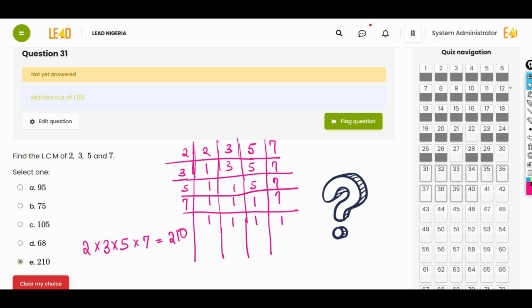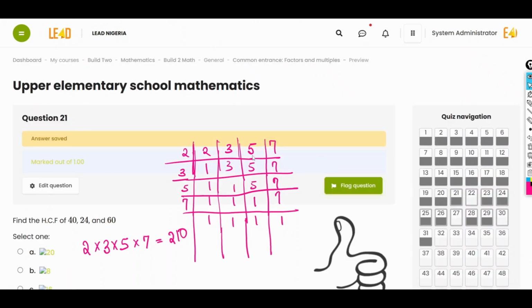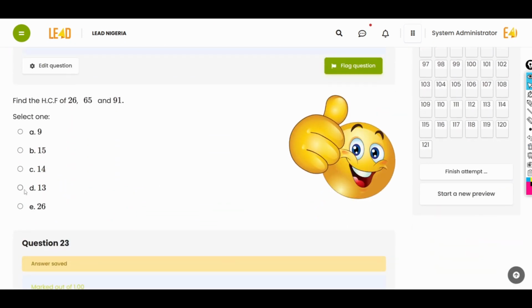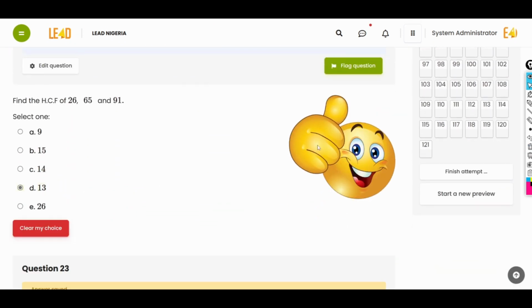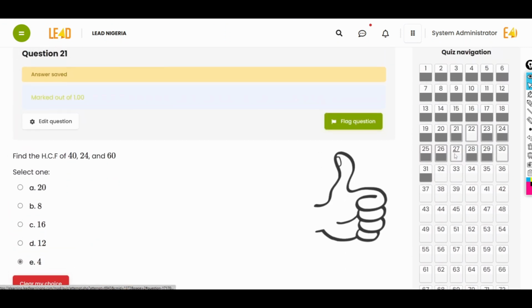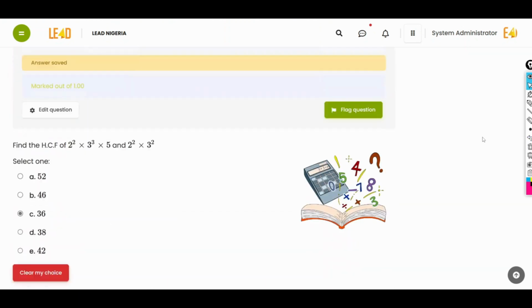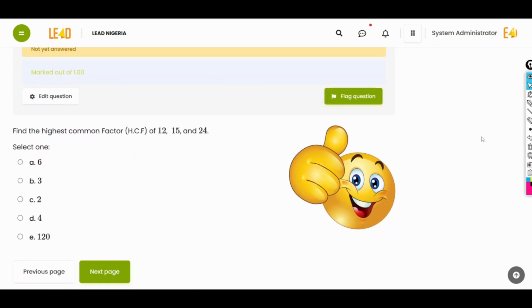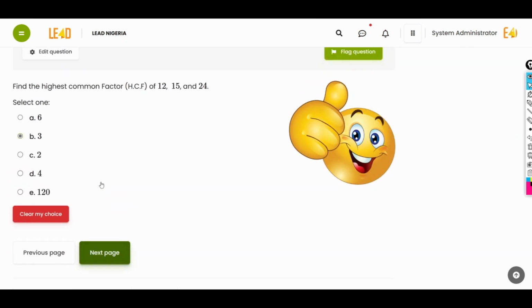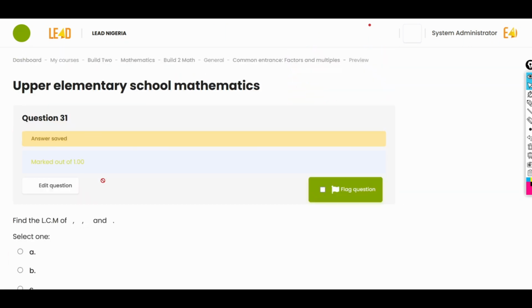Okay, hold on, let me just go back and check why these questions are unanswered. Let me just confirm that we did them. 22 was 13, right? I forgot to select the answer. And then 27 was 21, yes. 30 was 3. Yeah, 3. That's HCF, right? Yes, 30 was 3. Okay, so let's move on.